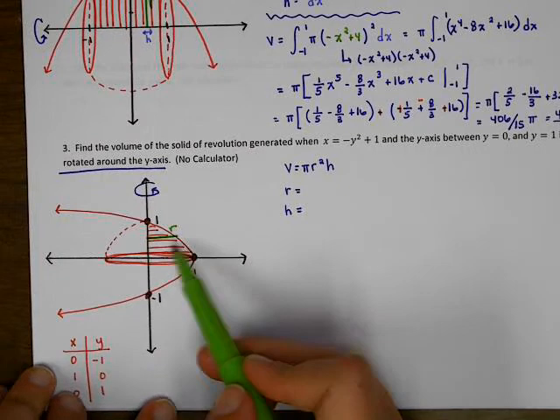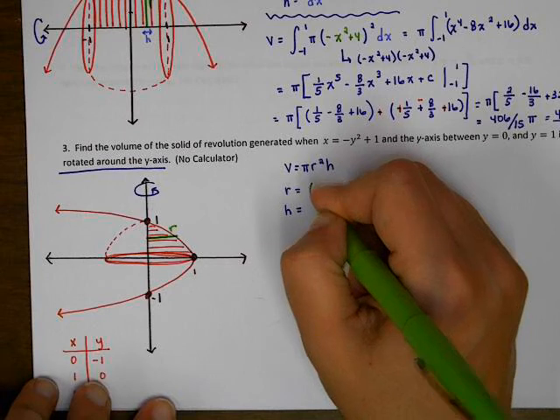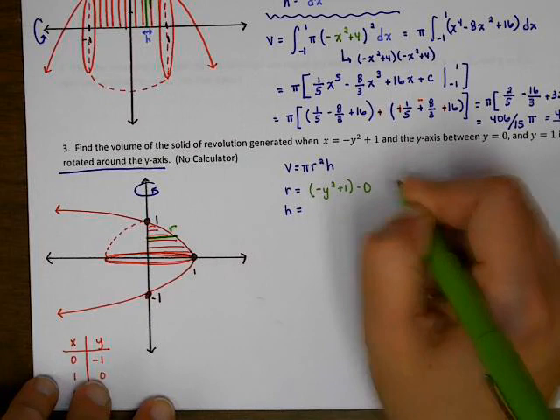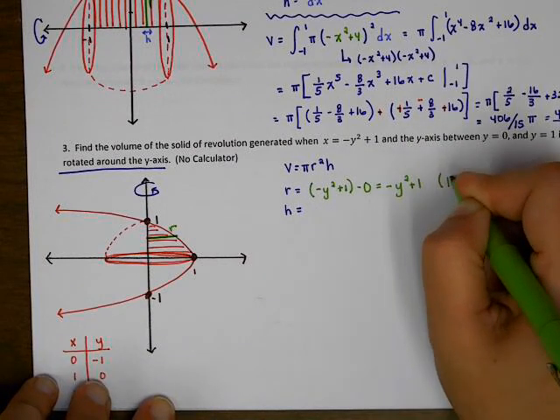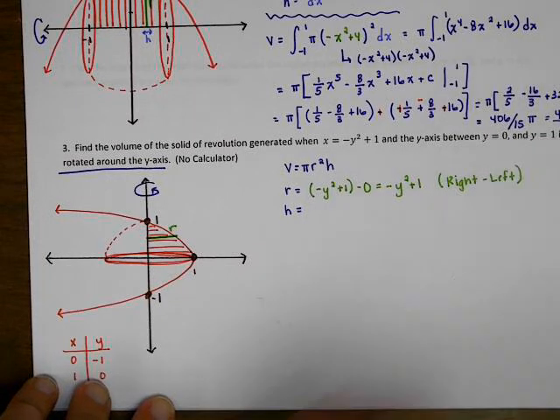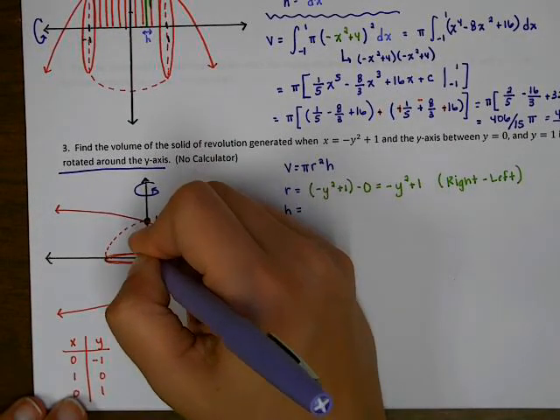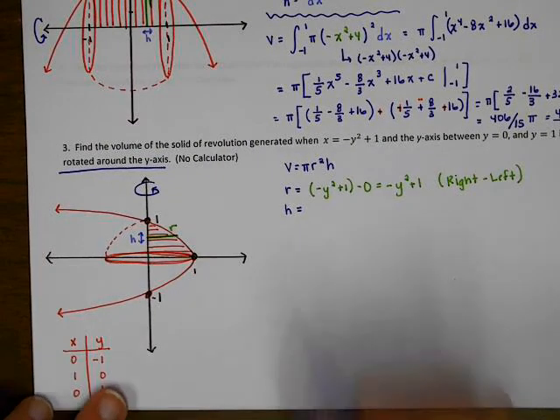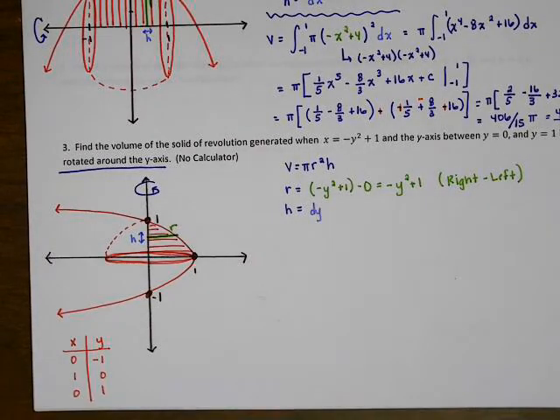So because the radius goes from left to right, we're going to do right minus left. So in other words, we're going to do negative y squared plus 1 minus 0, which is just negative y squared plus 1. And we got that by doing right minus left. Now my height of each of my cylinders would be a little tiny distance this way. So because it's a vertical little tiny distance, instead of a dx for a tiny change in x, we would use a dy for a tiny change in y.